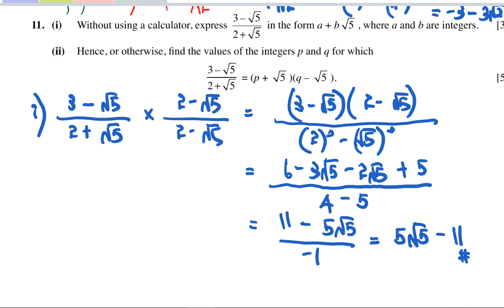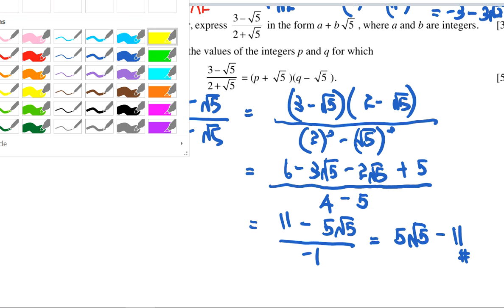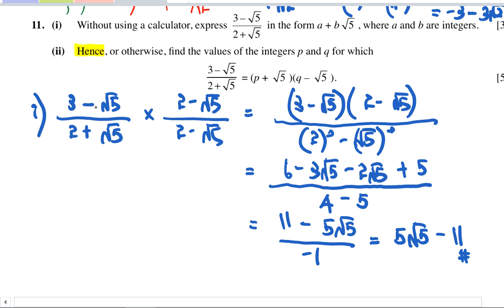They say, hence or otherwise, find the value of P and Q in that equation there. Hence or otherwise. I said before already, whenever you see the word hence, likely it's an easier method, unless you cannot see, then no choice, you use your own method. So if possible, I like to use the method they prescribe. How to get started?